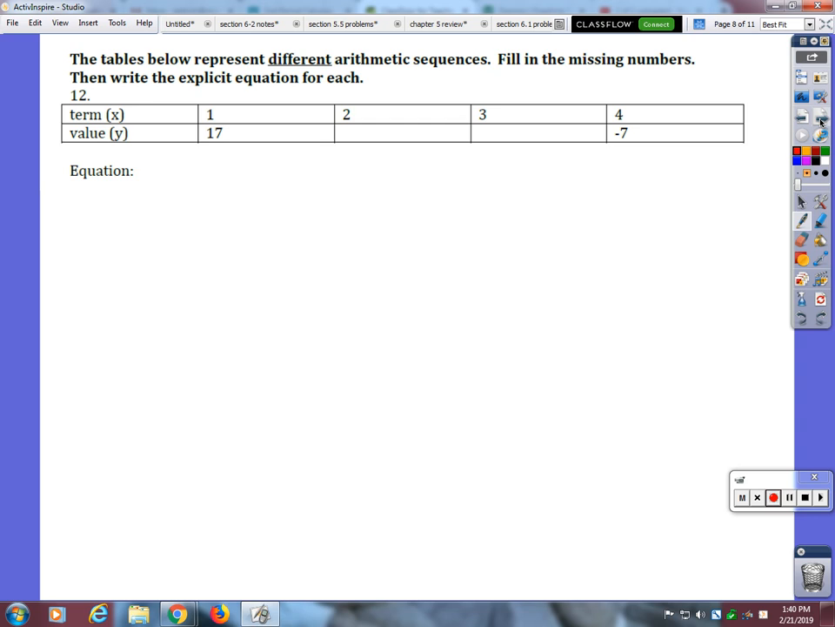Okay. All right, so this is a little bit of a review back to the arithmetic sequences, but you guys got this. So there's three different ones. They all start with 17 and end with negative 7, but they're different sequences because there's a different number of numbers in between. So I don't know if you guys remember this.